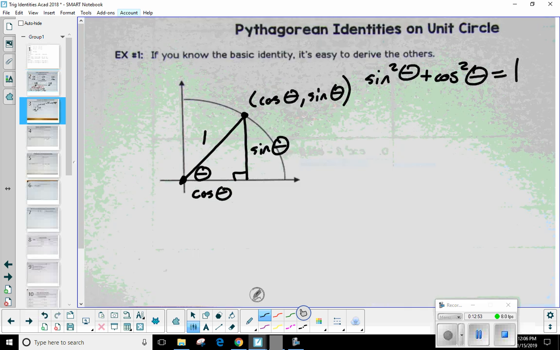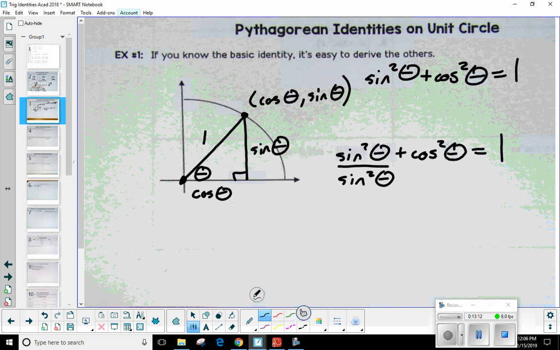Okay. So here's what we're going to do. Let's go ahead and get one of the other ones. I'm going to take sine squared of theta plus cosine squared of theta is equal to 1. Okay. Well, I'm going to divide all the terms by the same value. So let's say I want to divide through by sine squared. So I'm going to divide everything through by sine squared. Okay. Well, here's where some of the other rules are going to come in very useful to us. What is sine squared divided by sine squared? Yeah, it's just 1. Anything divided by itself is 1, right?